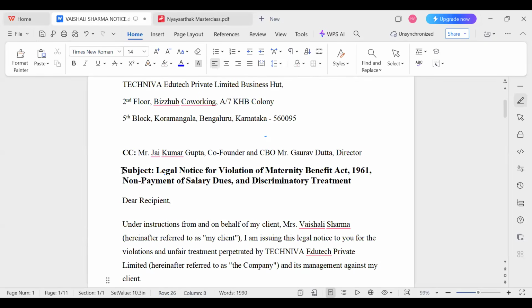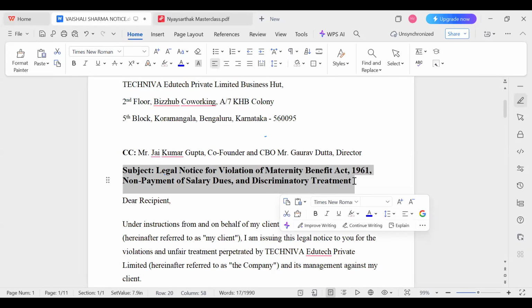After that, you should mention this also: the subject. Here in my case, it is a legal notice for the violation of the Maternity Benefit Act 1961. Hope most of you will be knowing this act that gives protection to women who are in organizations, and they are given maternity benefits by the company. They are given 6 months of paid leave by the company and some other facilities also that are enshrined in this Maternity Benefit Act 1961. You can read that act, it is a small act. This notice was for the payment because they have violated the terms of the Maternity Benefit Act.